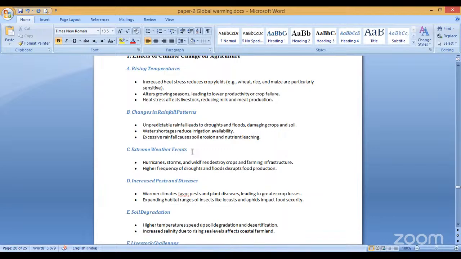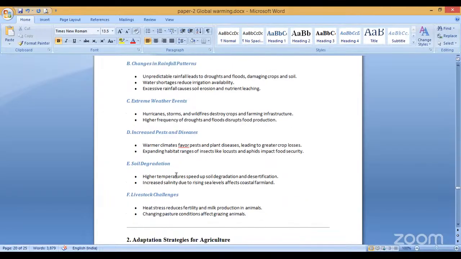Increased pests and diseases. Warmer climates are a favorable condition for some pests and plant diseases, leading to greater crop losses, and expanding the habitat ranges of insects like locusts, which impact food security. Right. The next one is soil degradation. Higher temperatures speed up soil degradation and desertification, and increased salinity due to rising sea levels affects coastal farmland and all.